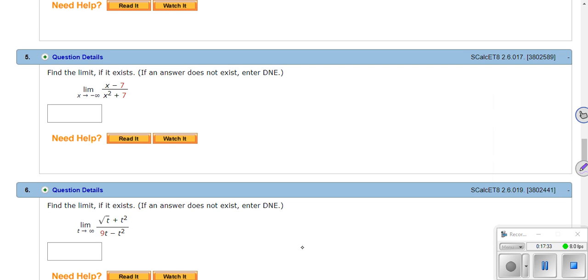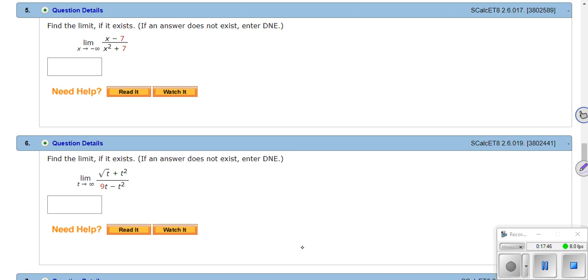Find the limit if it exists. Now, if you remember, what did I just have in my notes a minute ago when we were talking about degrees of the numerator versus degrees of the denominator? On this one, the denominator degree is bigger. This is bigger than this, which would just be a 1, right? So if the degree of the denominator is greater than the degree of the numerator, your horizontal asymptote is just y equals 0.